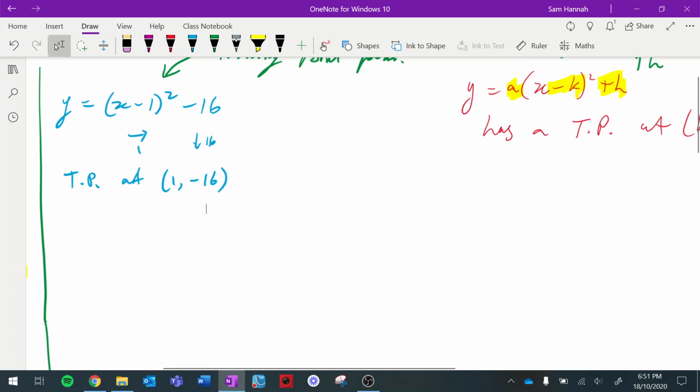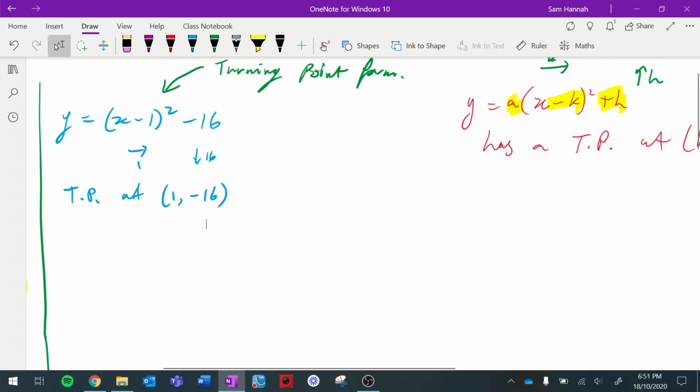So that's not all we need though, because of course for any graph we need more than the turning point. We need the y-intercept and the x-intercepts. So y-intercept, of course, is found always the same. We just make x 0.